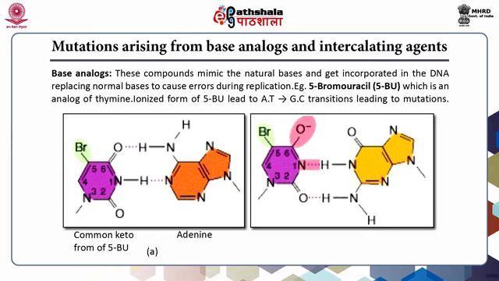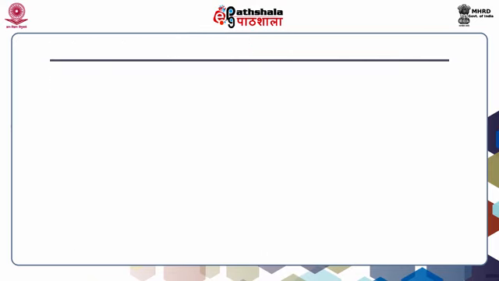Another example you can see where the ionized form of 5-bromouracil is binding to the guanine. This again can prevent the replication. So, bromouracil is an analog of thymine, and the ionized form of 5-bromouracil leads to AT to GC transition, and this is a kind of mutation. Second is base intercalation.